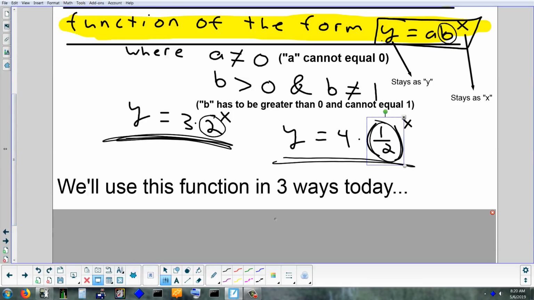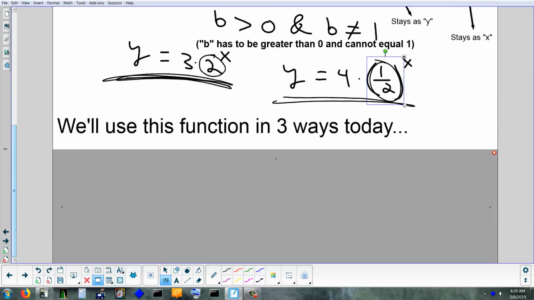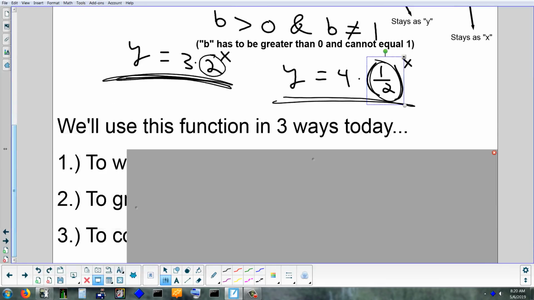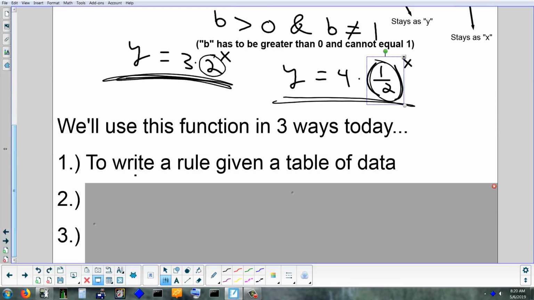Remember when we did the graph and the line, y equals mx plus b, and we said, okay, identify the slope, identify the y-intercept. We're not gonna make you do that with these. We wouldn't give you something that says y equals 3 times 2 to the x and say identify the a and identify the b. We wouldn't do that.